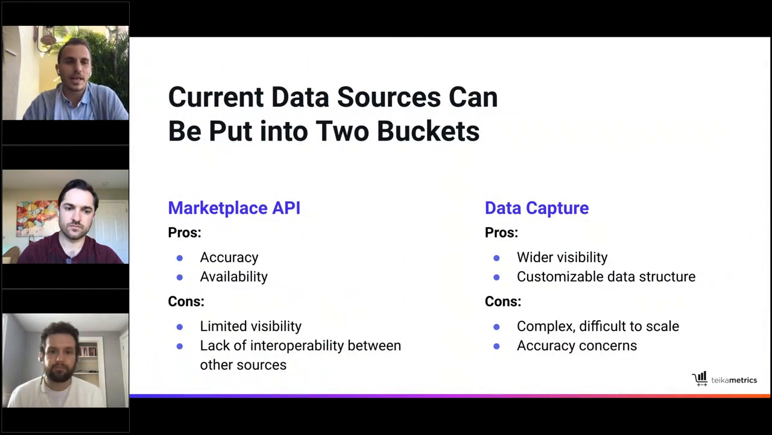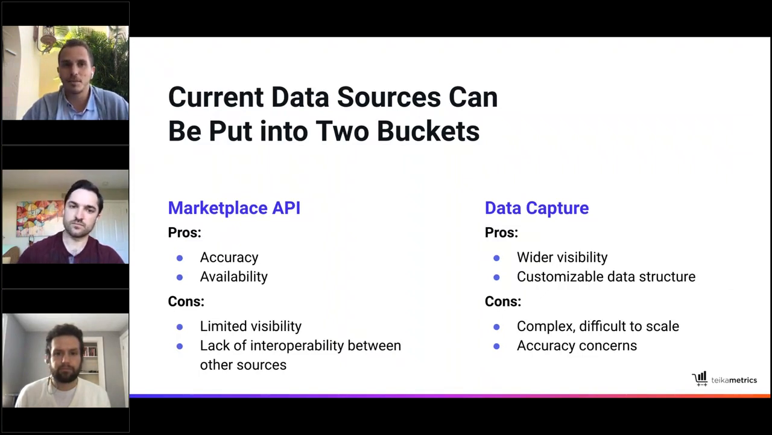One of them is that we can get data from the marketplace's API. Amazon is providing some of the data. It's super accurate because obviously Amazon is capturing it. The availability is pretty good. I mean, some reports you can get on a daily basis, some you can get through API access. But the problem here is that there's very limited visibility.